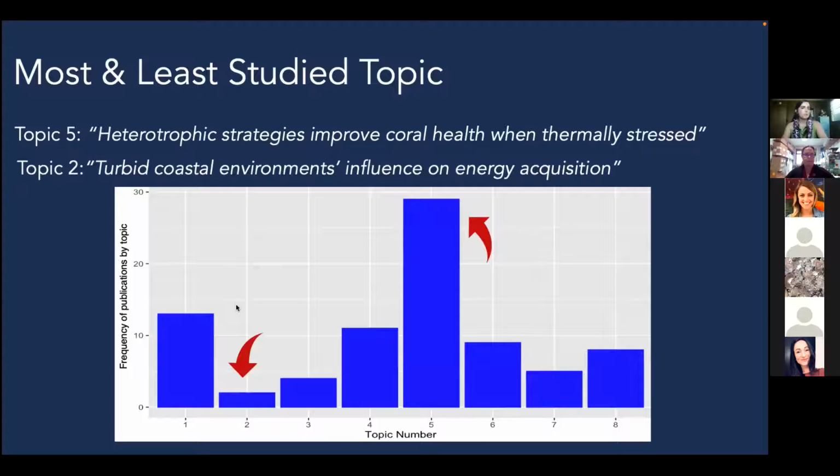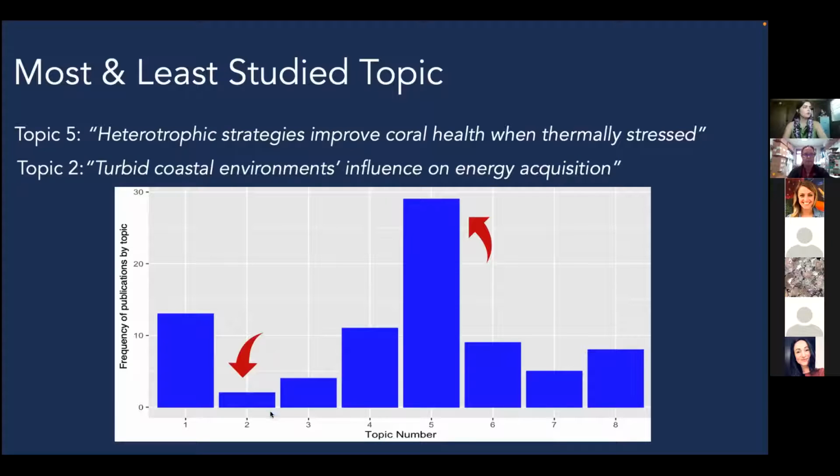For this first topic model, so this was all publications relating to heterotrophy, we found that topic number 5, heterotrophic strategies improve coral health when thermally stressed, was the most popular or most studied topic. And alternatively, topic 2, turbid coastal environments influence on energy acquisition, was the least studied. This makes sense. Bleaching is a thermal stress bleaching. It's a big concern. We're seeing it happen more often.